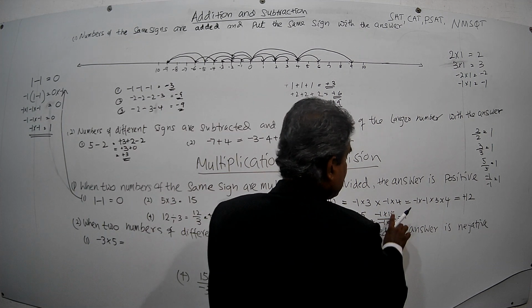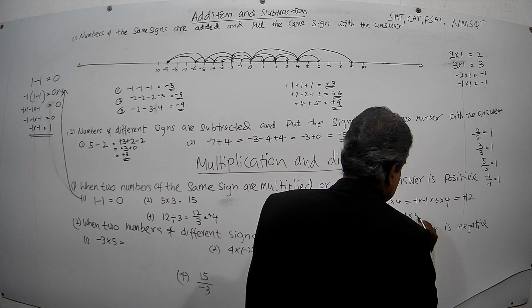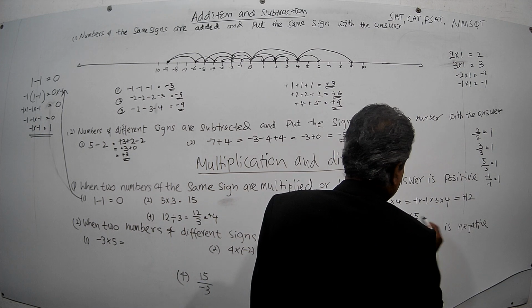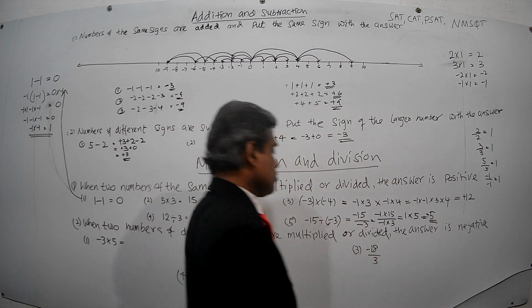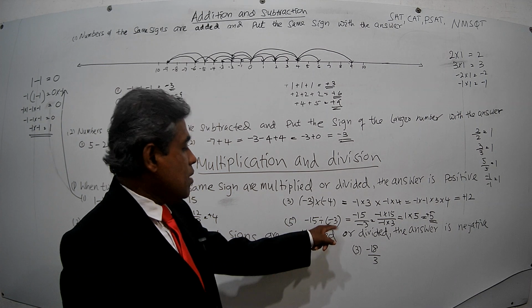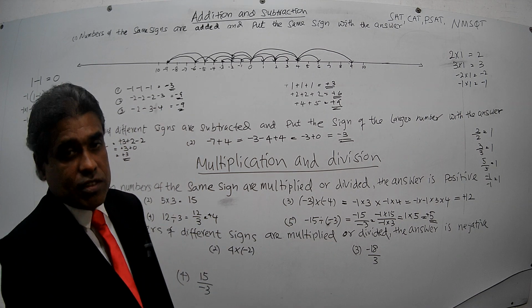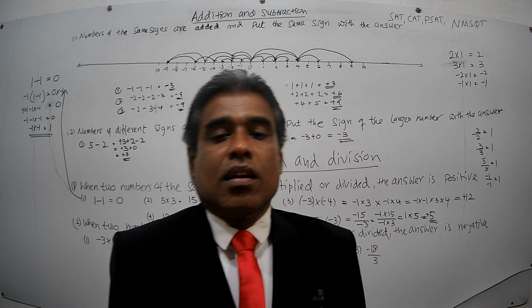Then 15 divided by 3 equals how much? Answer will be 1 into 5, 5. We have got the positive answer after dividing minus 15 by minus 3. That is how you get the division of two numbers of the same sign positive.